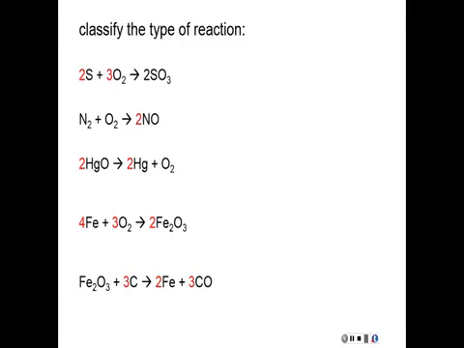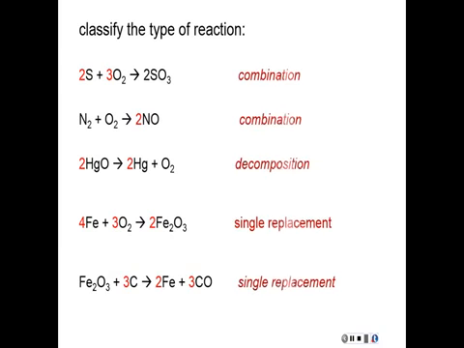Okay, and here are the answers. So the first one is a combination reaction. You can see we have 2 elements forming a compound. And the second one is also a combination reaction, 2 elements forming a compound. Now, the third one looks like just the opposite. We have 1 reactant breaking down into 2 products. That's going to be decomposition.